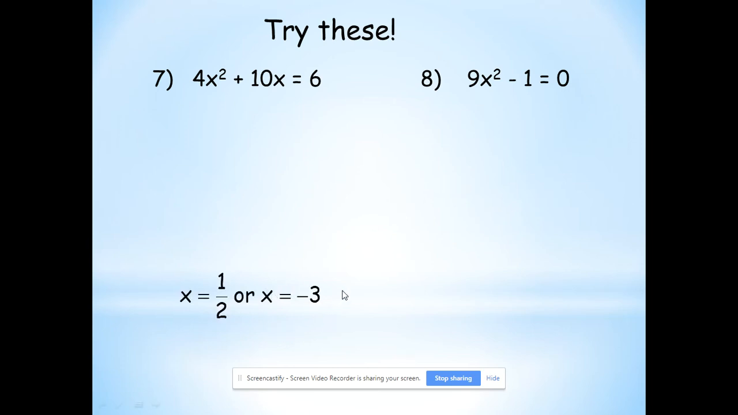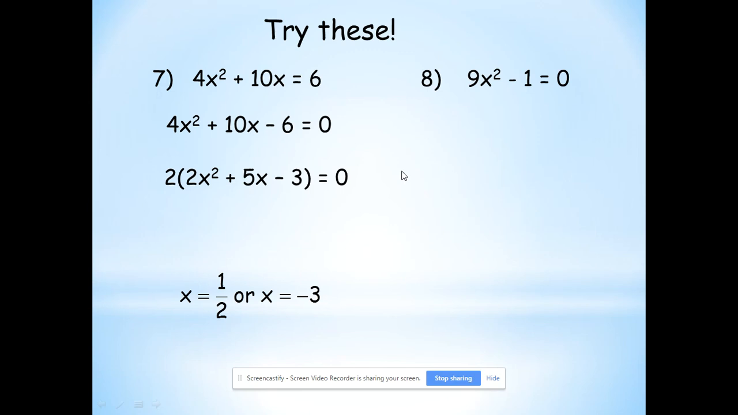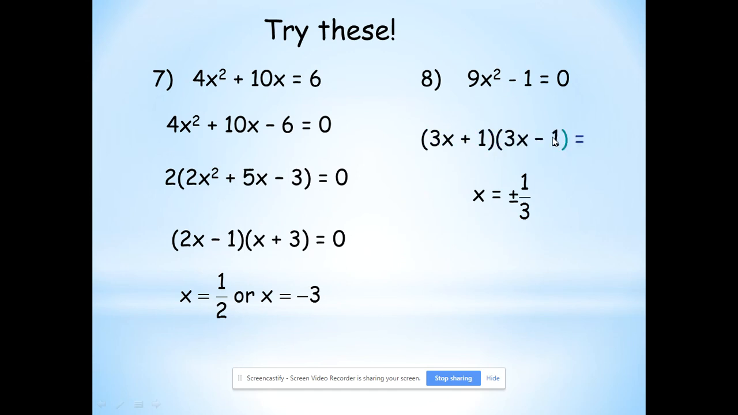All right, number 7: x is 1/2 or x equals -3. You're going to subtract 6, factor out a 2, and then factor the 2x squared plus 5x minus 3, and set each factor equal to 0 and solve. Number 8: 9x squared minus 1 is the difference of perfect squares. 3x plus 1, 3x minus 1. Set each parentheses equal to 0, so x is plus or minus 1/3. If you have any questions on these, let me know.